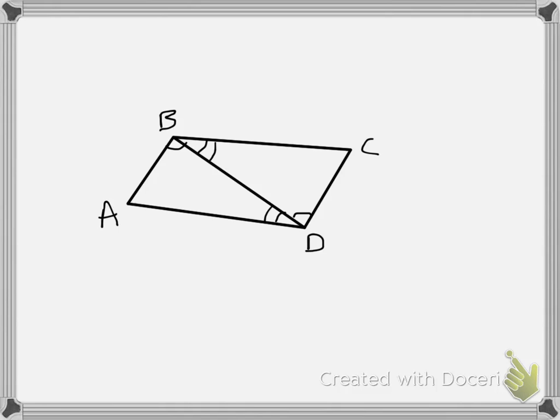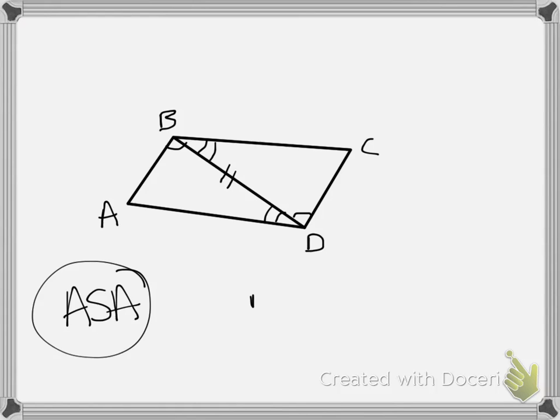Okay, so this one, it looks like we have two angles that are congruent. The only option that we actually have is angle, side, angle. So can we get a side to be congruent? It looks like they are sharing this side, so BD is reflexive, BD is congruent to BD. So by angle, side, angle, we can prove that they're congruent. So triangle ABD is congruent to triangle CBD.